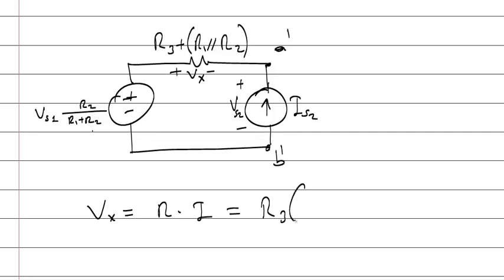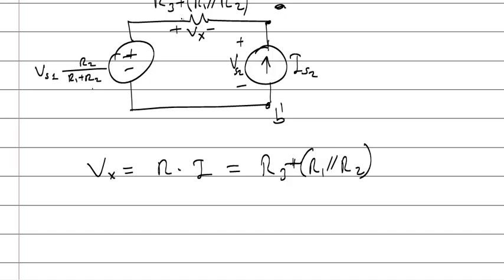What's the resistance? R3 plus R1 parallel R2. What's the current on it? The voltage of a resistor is resistance times the current entering from positive. What's the current in that direction? The current in that direction is minus IS2. Because this is a current source, it's flowing from right to left. Okay, so this is the Vx.